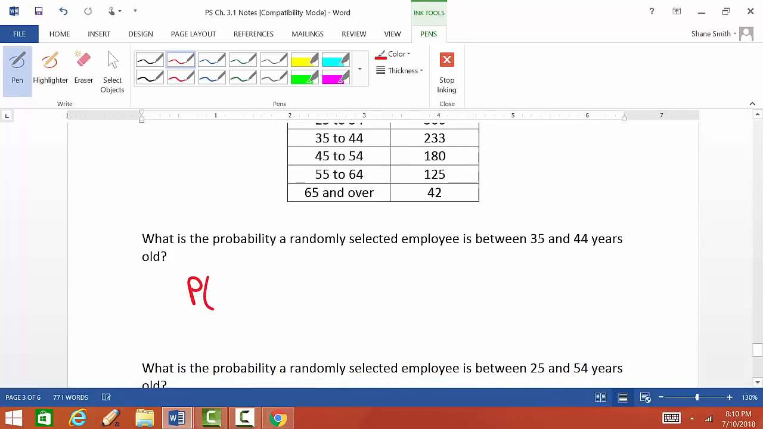So we want to find the probability of selecting an employee that's between 35 and 44 years old. So there's 233 employees in that category out of 1,000. So the answer is 233 over 1,000, or 0.233.